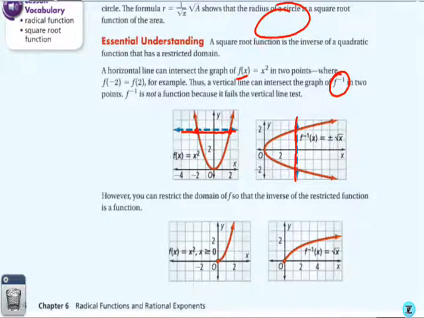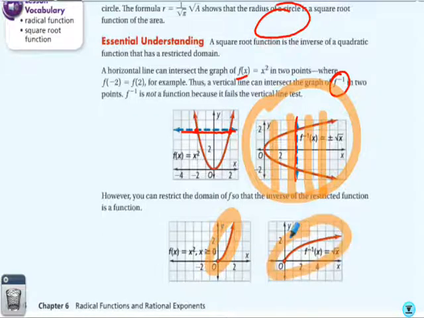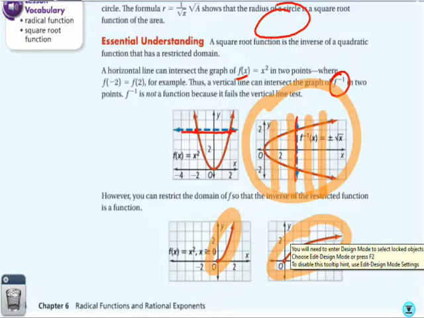We can restrict the domain of f so that the inverse of the restricted function is a function. You'll recall from Algebra 1 and earlier from this class that this graph right here is not a function because it fails the vertical line test. But sometimes what we do is we restrict the domain so that we do have a function, okay? So that this right here is a function and its inverse right here is also a function, all right? Sounds complicated a little bit. We'll talk more about it.